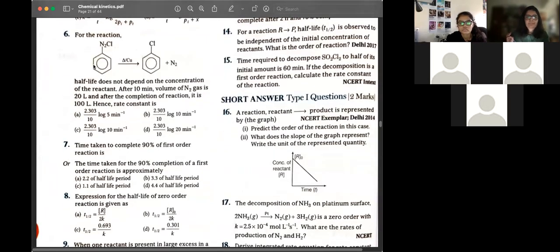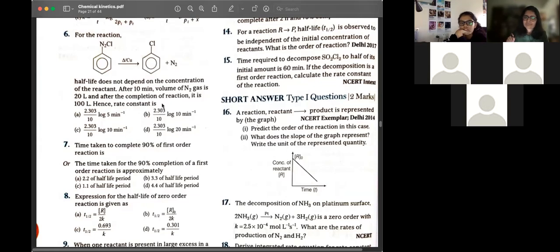Question number 6. So there is this reaction. Does this look familiar? Diazonium salt. I will never forget the reaction, ma'am. And Mayer's reaction. Yes. Half-life does not depend on the concentration of the reactant, which means what order does it follow? First. So after 10 minutes, volume of N2 gas is 20 liter, and after completion of the reaction, it is 100 liter. Hence, the rate constant is.